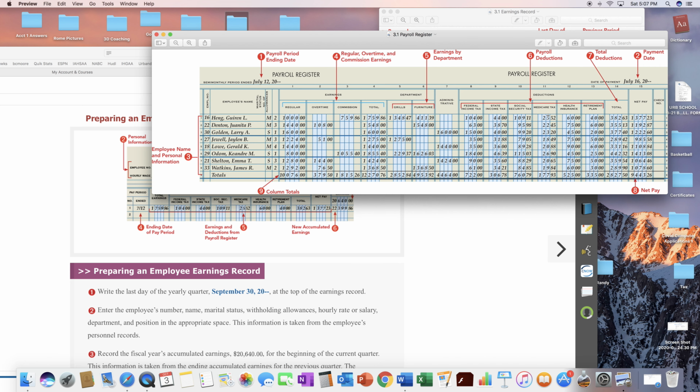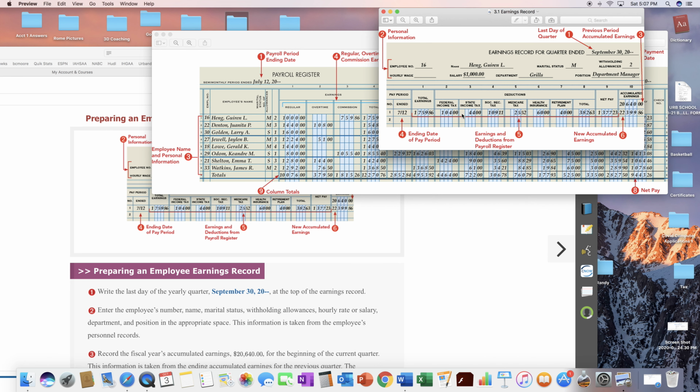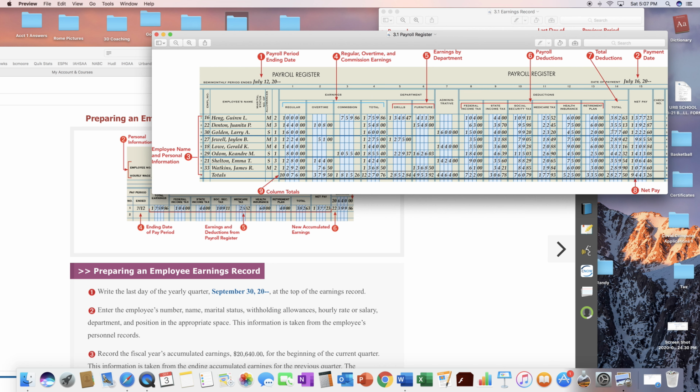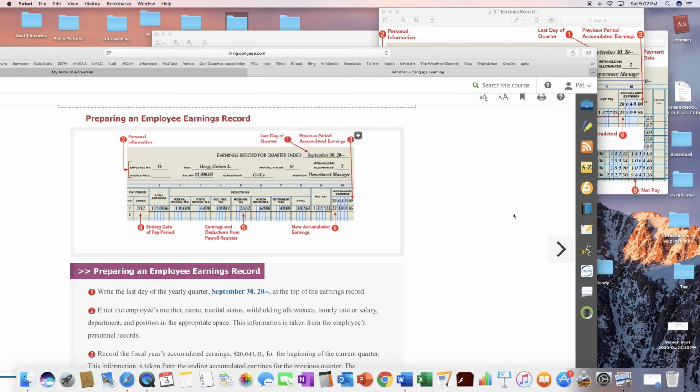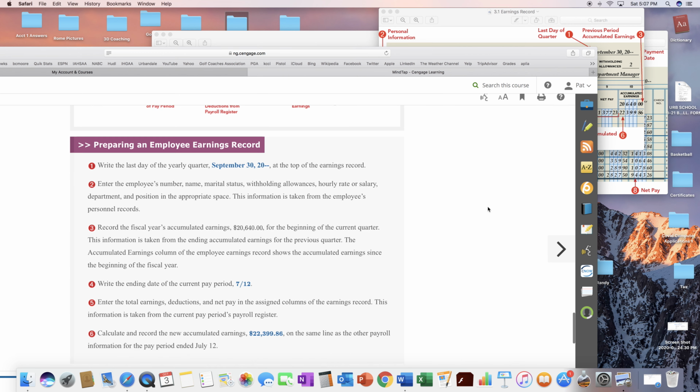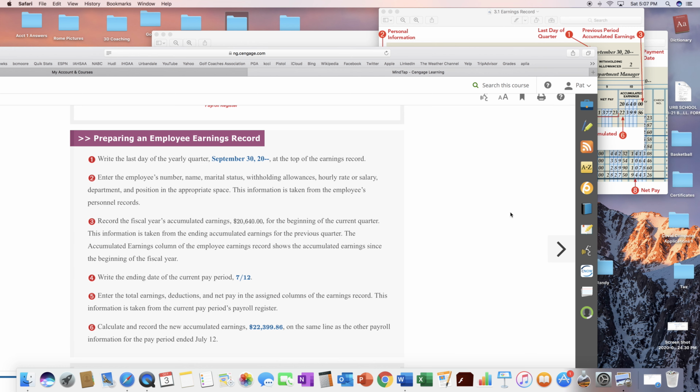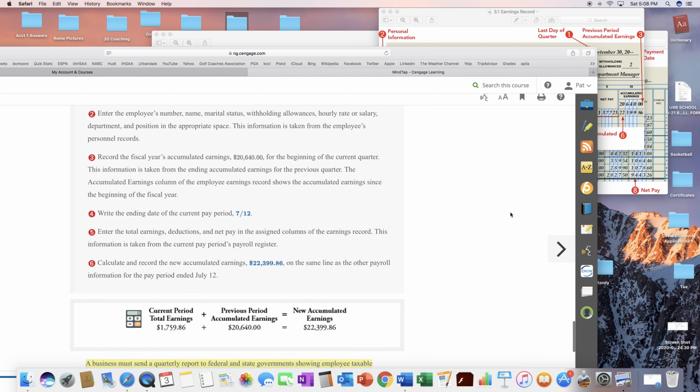Federal income tax, state income tax. All these deductions are listed here. And you get the total. You already have it, so you don't need to add it up. You already have the net pay, which is total pay or total earnings minus your deductions. So you get your total net pay. And they talk about how you go about doing this in these steps. And so hopefully you see that.